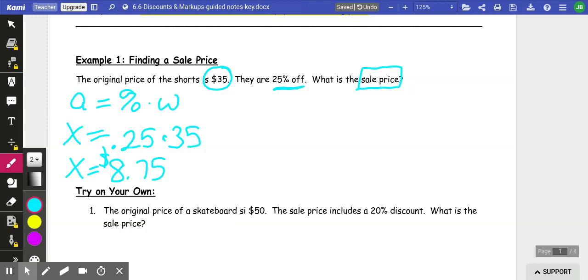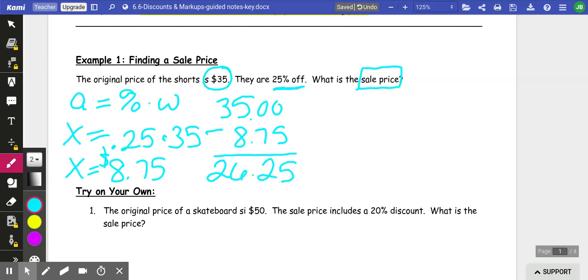That does not mean that the cost of the shorts is going to be $8.75. So I still need to subtract. I'm going to subtract the $8.75 from the 35, and I'm going to end up with $26.25. Okay, there is a second way that we could do this.